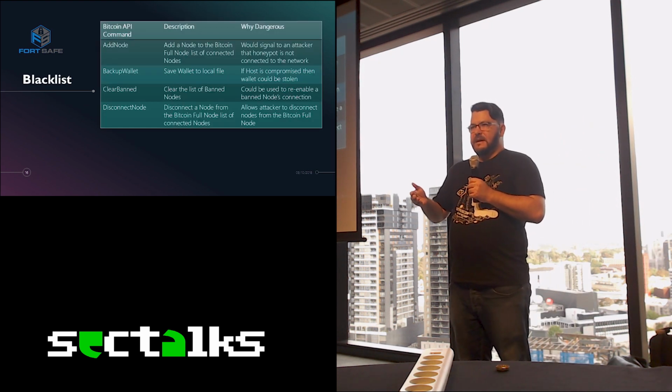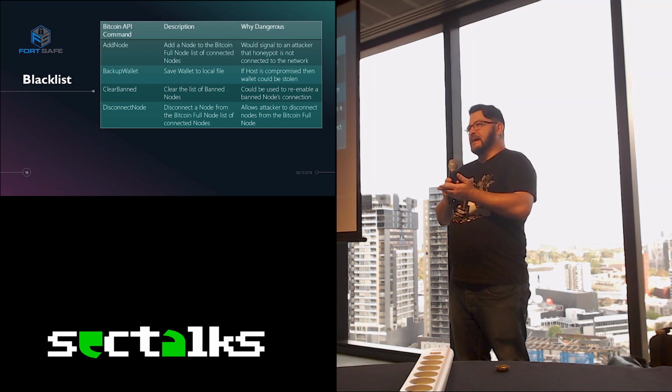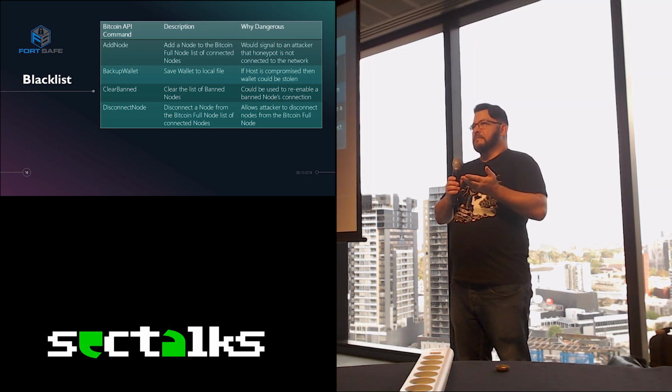Okay, so I'm going to go through a couple of the API commands that were considered dangerous, and therefore we blacklisted them. There's a little description of what they do and why they would be dangerous. Add node: if we let an attacker add a node, it would signal to the attacker if the honeypot is not connected to the network. So we've got to simulate that there is a node, that it looks like it is actually connected when it's not.